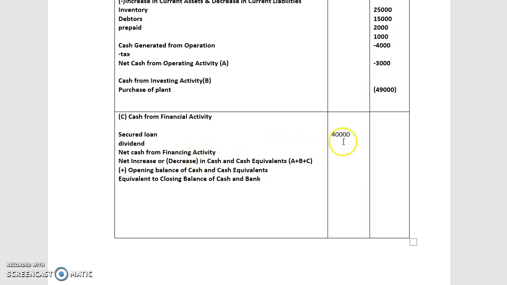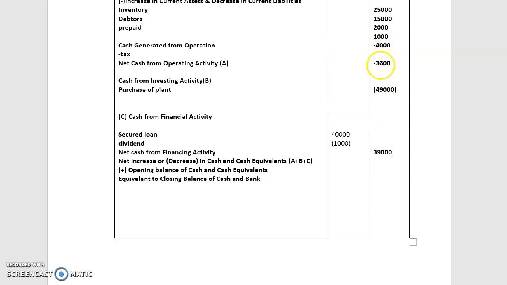Then dividend. Dividend paid, which you have to minus. Okay, 1,000, which is already there. Then you will get minus 3,000. Correct? No, not minus 3, 39,000 actually. 40,000 minus 1,000, 39,000. That's all. Now what are you supposed to do?